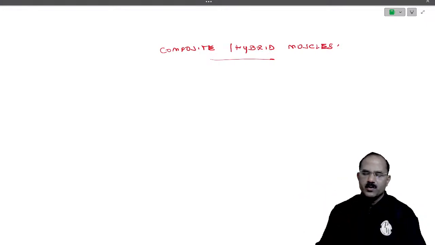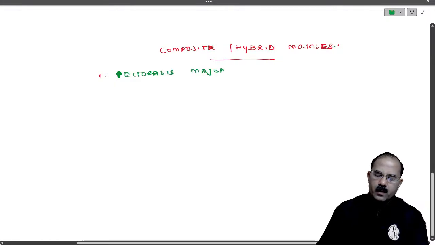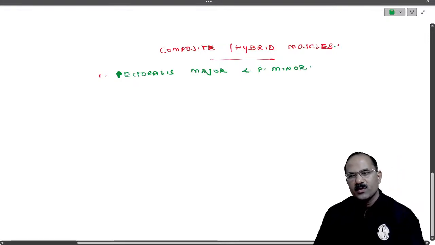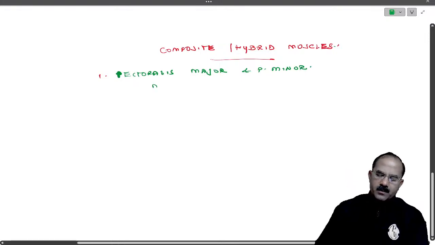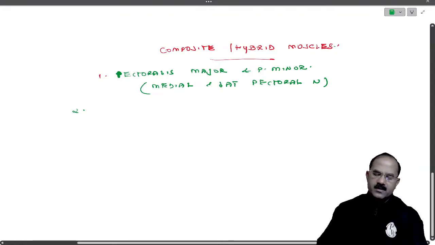Any guesses? Come on children, guess. In the upper limb, which are the composite muscles? We have got the pectoralis major and pectoralis minor. Any guesses? Can you tell the nerve supply? Nerve supply of pectoralis major and minor? That's the medial and lateral pectoral nerves. So pectoralis major and minor is one. Second, which is the other composite muscle? Second is the brachialis.